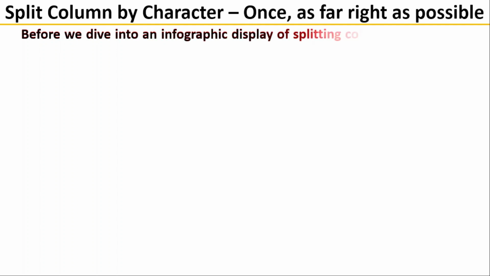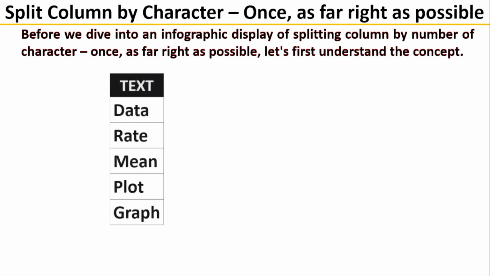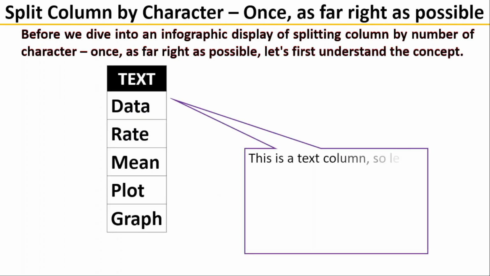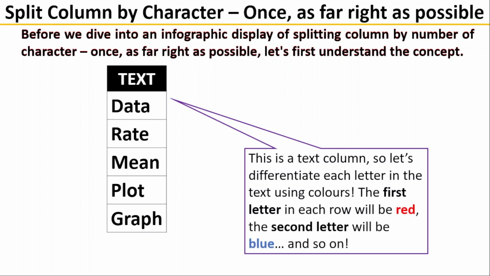Before we dive into an infographic demonstration of splitting the column by number of characters, let's first understand the concept. Here we have a text column with 5 rows: data, rate, mean, plot, and graph. So let's differentiate each letter in the text using colors. The first letter in each row will be red, the second letter will be blue, and the third, fourth, etc.